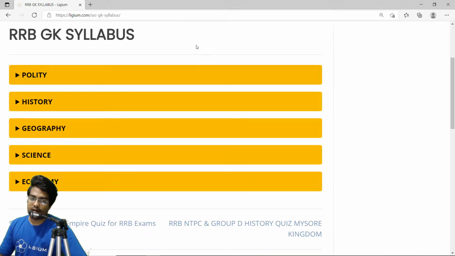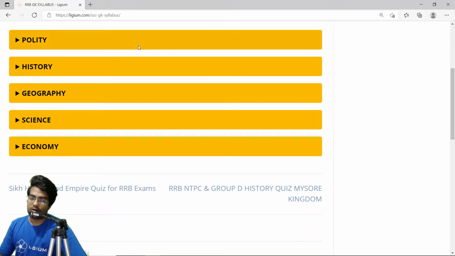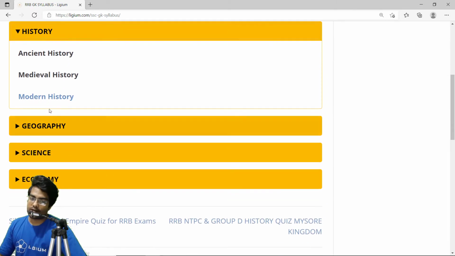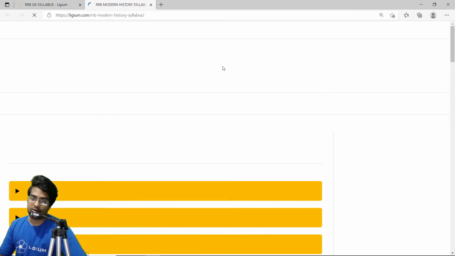So this is basically the RRB GK syllabus. We have polity, history, geography, science and economy. We want to get into the Anglo-Mysore War, which is in the part history. You just click here and go to the modern history. This is the part that is modern history.